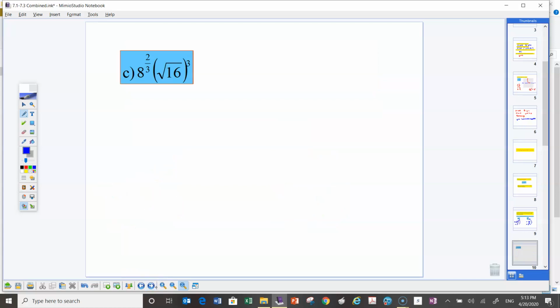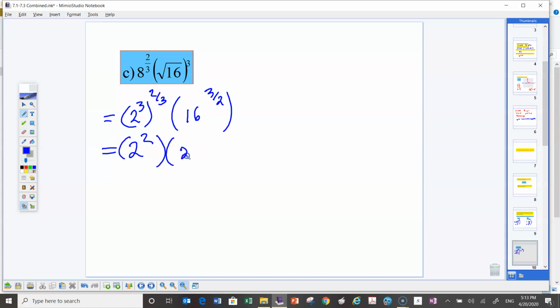If I wanted to write this in base 2, there's a little bit of work involved here. First of all, I'm going to rewrite 8 as 2 cubed, and that's all to the 2/3. And if you recall from Math 10, the square root of 16 cubed is the same thing as 16 to the 3/2. The denominator of my exponent is the index on my radical. The numerator is the power on my radical. Cleaning this up, double exponents, I can multiply. 3 times 2 is 6, and 6 divided by 3 is going to be 2 squared.